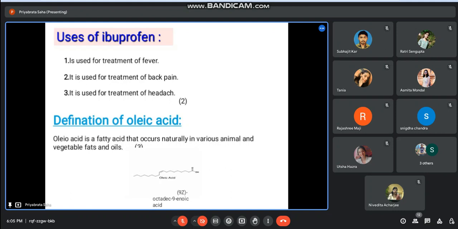Definition of oleic acid. Oleic acid is a fatty acid that occurs naturally in various animal and vegetable fats and oil. This is the structure of oleic acid. 9Z octadec-9-enoic acid. It is the IUPAC name of oleic acid.